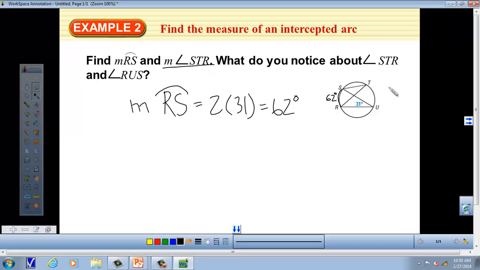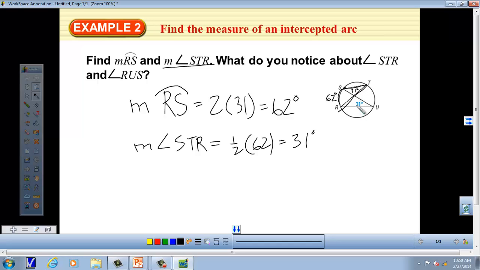Now we want to find the measure of angle STR. And the measure of angle STR is from here to here. And if you notice, this arc intercepts that angle right there. So since STR intercepts this arc, this angle is half of what this arc is, so it would be 1/2 of 62, or 31 degrees.